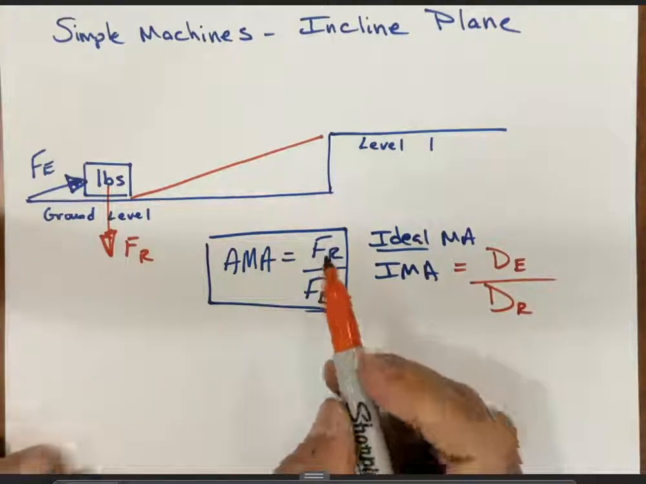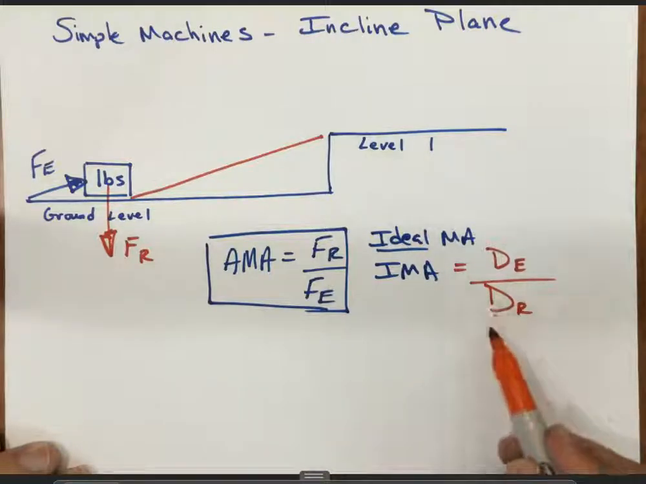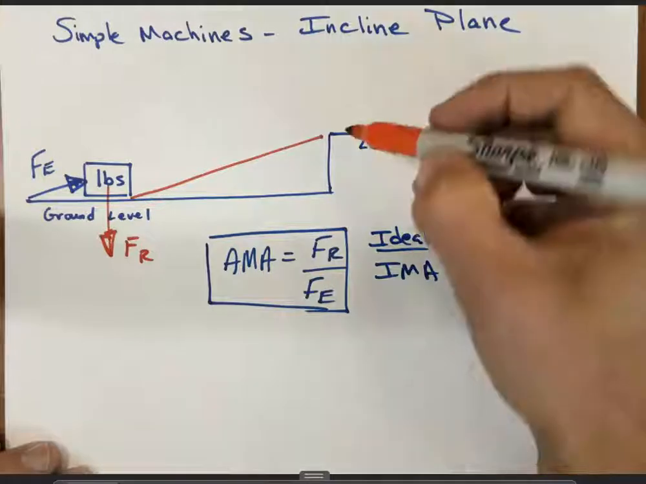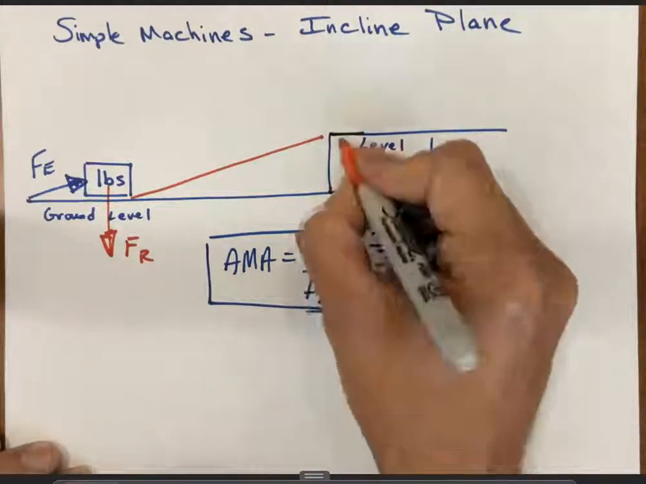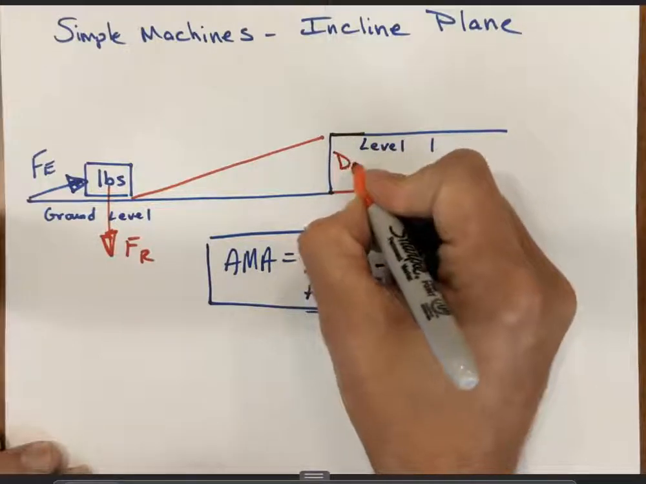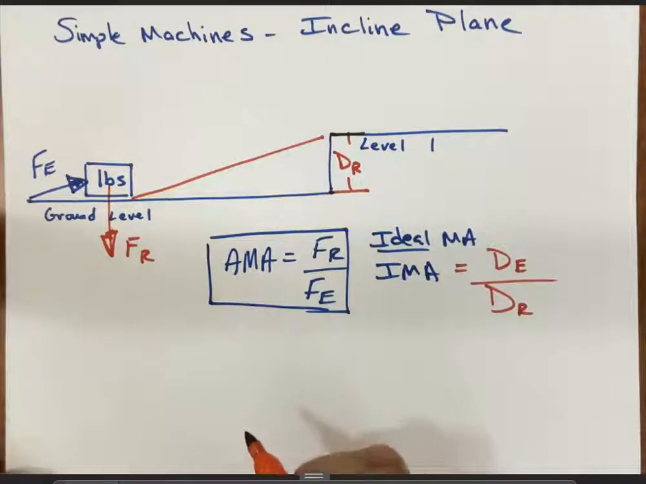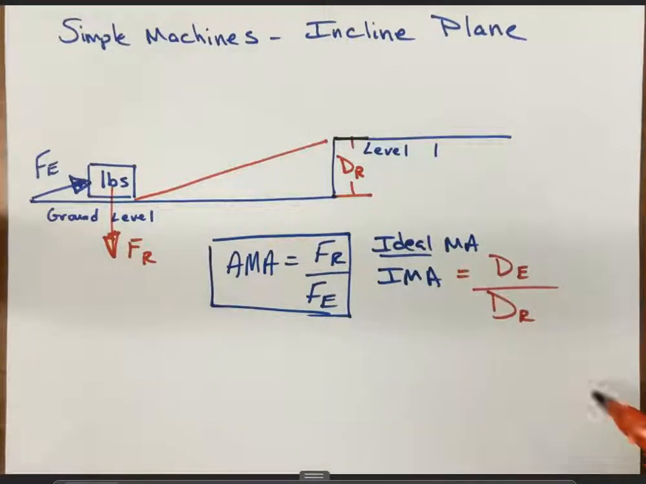In this case, the whole goal was to get the object up to level 1. So the distance of travel, what we're trying to accomplish, is simply to move it vertically. So this distance from here to here, this is going to be dr right here. It's just that vertical change. That's what we're trying to accomplish. However, we don't get to go in a straight line. If we did, we'd have to just pick up the full weight, right?